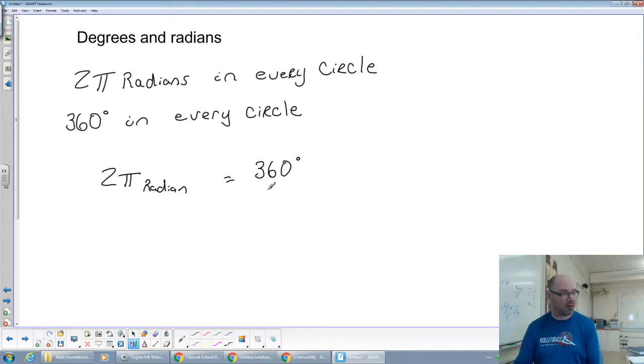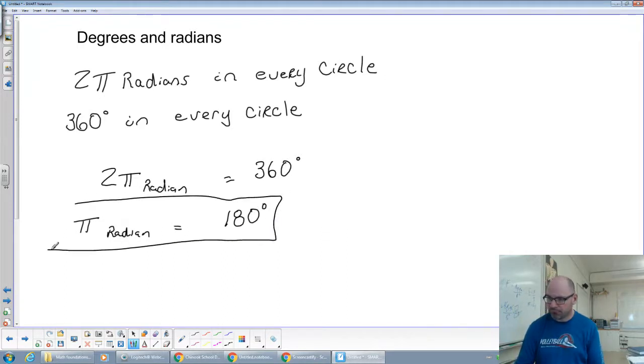Well, we can divide both by 2 pi and get how many degrees are in 1 radian, but it's easy just to divide the 2 out. We can say that there are pi radians equal to 180 degrees. And there's our relationship. Pi radians equals 180 degrees.